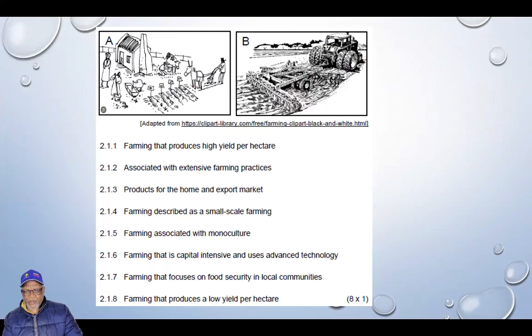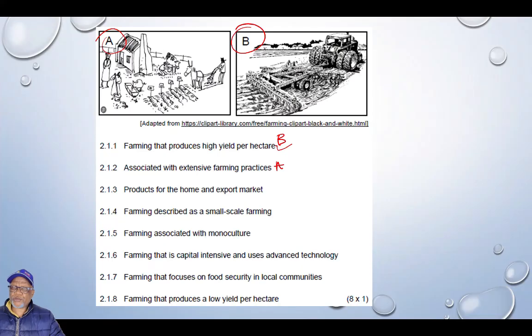Now, let's look at these questions and try to answer them. You have to choose between option A and option B. It's a farming that produces high yields per hectare, which is going to be B. Associated with extensive farming practices is going to be A, because they are not using a lot of fertilizers. The land is not used intensively. The land is used loosely. There is little input into this land. There is not much use of fertilizers, so this is extensive use of land.